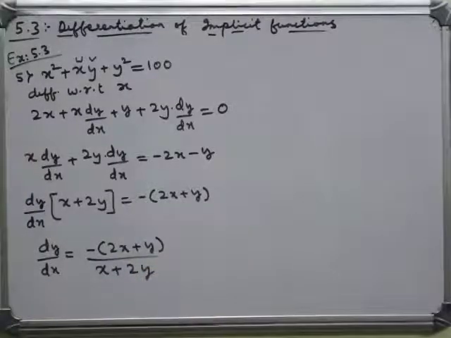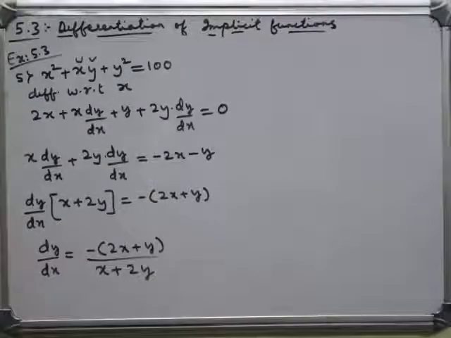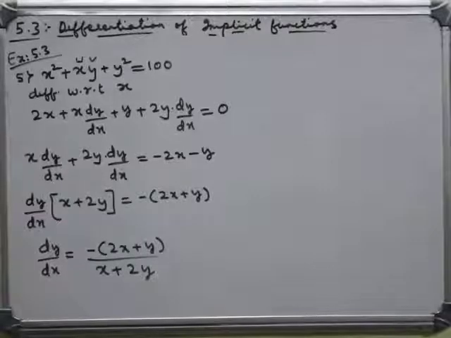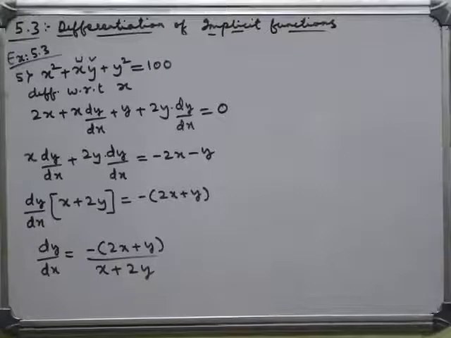Here the concept is very simple. Wherever you get the term y, just end it with dy by dx, and then after differentiating, separate the dy by dx terms and other terms. Later take dy by dx common, and then you know what to do. You just have to simplify to get the answer. Okay. So these were some 5 problems I solved in exercise 5.3.